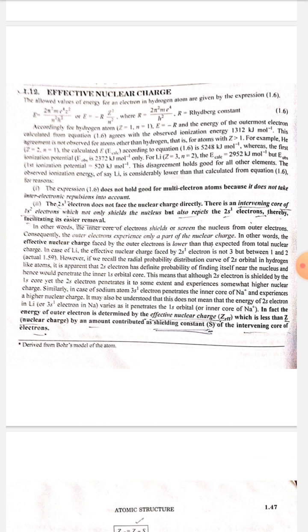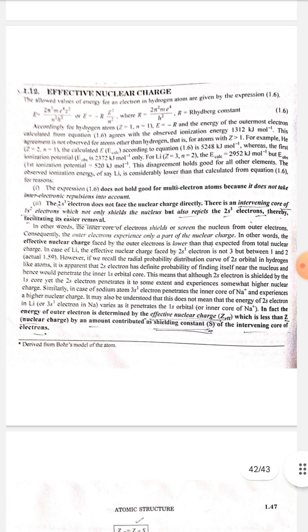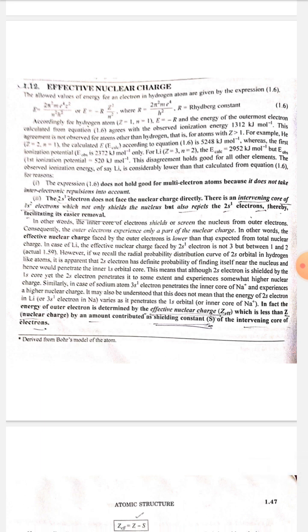For lithium, Z = 3, n = 2. The energy calculated is 2952 kilojoule per mole, but the energy observed, the first ionization potential, is 520 kilojoule per mole. This disagreement holds good for all other elements. The observed ionization energy of, say, lithium is considerably lower than that calculated from equation 1.6, for two reasons. Number 1. The expression 1.6 doesn't hold good for multi-electron atoms because it does not take inter-electronic repulsion into account.